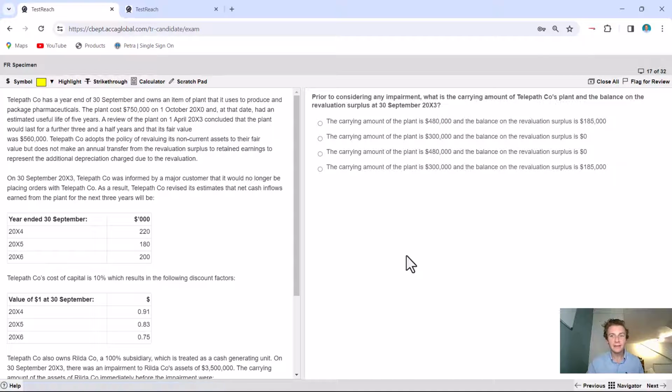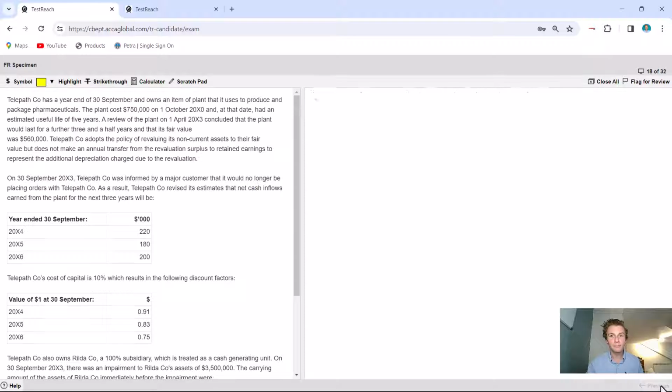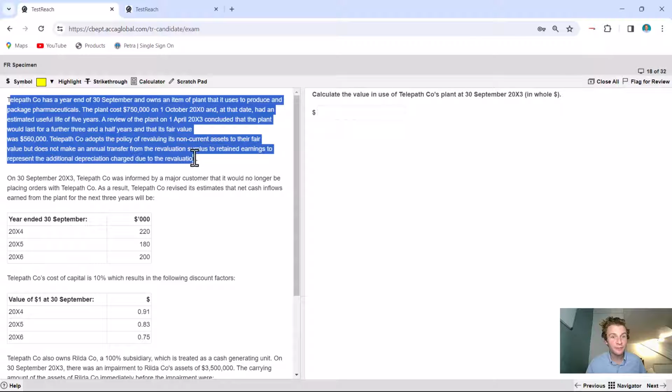And then really we've got other ones on here. So you've got bits on revaluation. Let's take question 18 as an example. We're asked to calculate the value in use of the Telepath closed plant at the 30th of September 2003. This is the third question for this scenario, and basically the first paragraph would usually relate to the first question on there. This is the second one after we had the one where it was just going through the IAS knowledge.